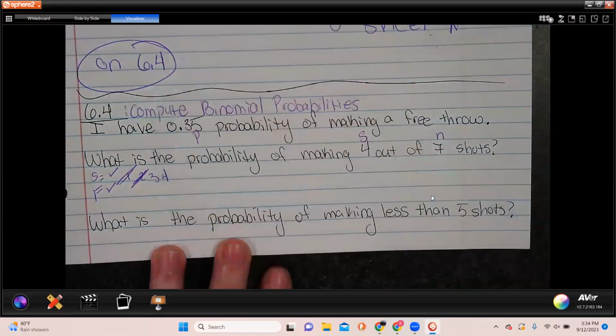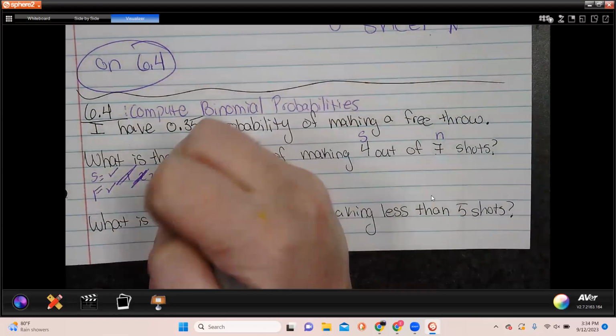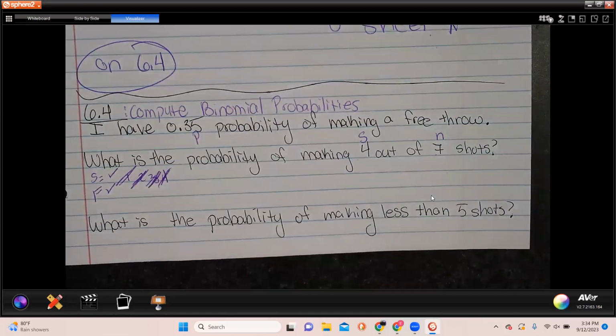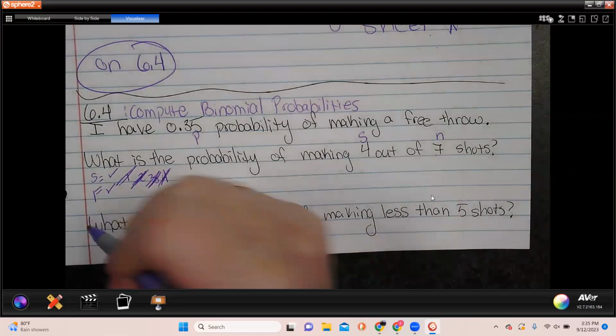I have the probability of success, and the probability of success never changes. And the events are independent. If I make the first free throw, that does not affect if I'm going to make the second. So that's all 4 of the conditions met. This is a binomial distribution, so I am good.